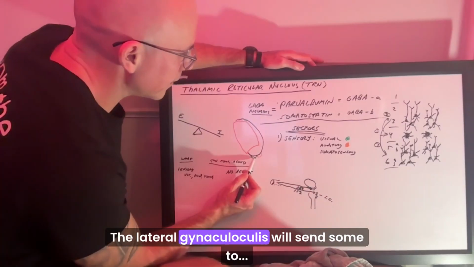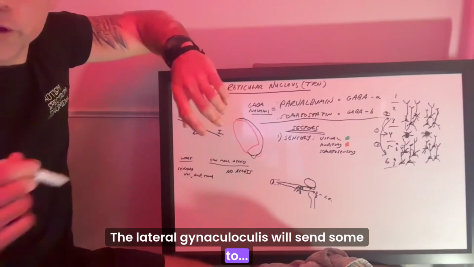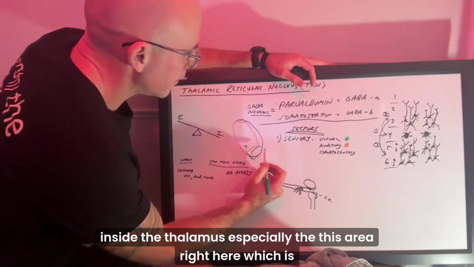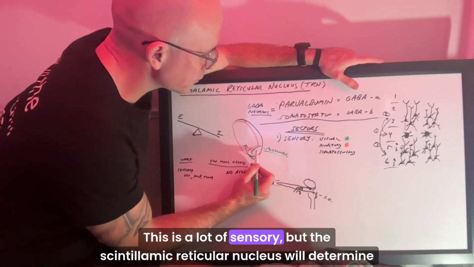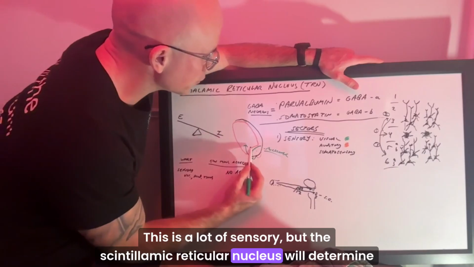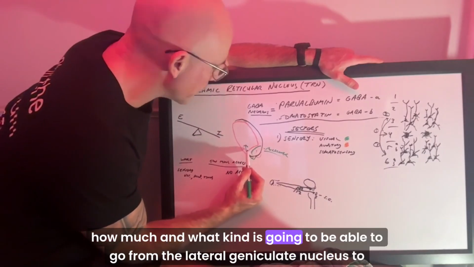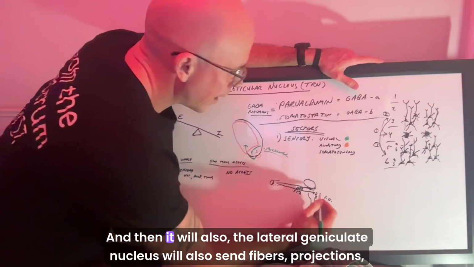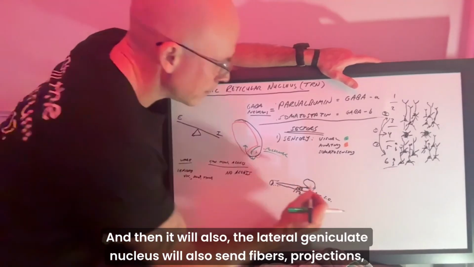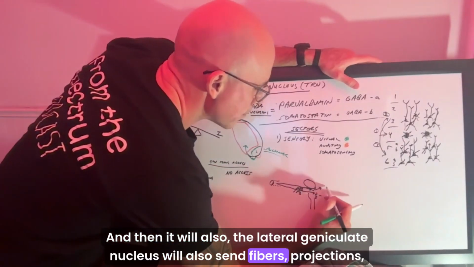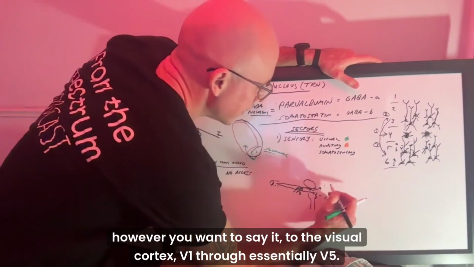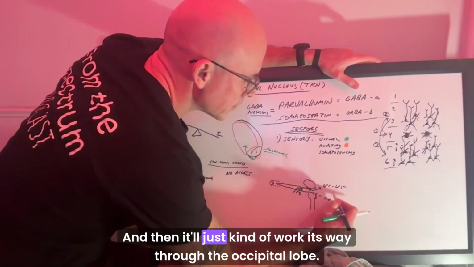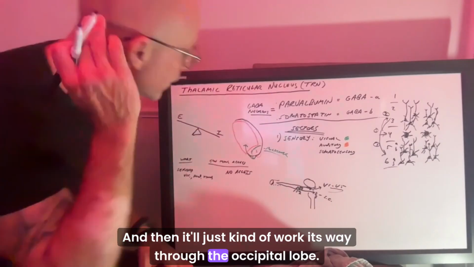The lateral geniculate nucleus will send some to inside the thalamus, especially this area right here, which is pulvinar. This is a lot of sensory, but the thalamic reticular nucleus will determine how much and what kind is going to be able to go from the lateral geniculate nucleus to inside the thalamus. And then the lateral geniculate nucleus will also send fibers, projections, however you want to say it, to the visual cortex, V1 through essentially V5, right? And then it'll just kind of work its way through the occipital lobe.